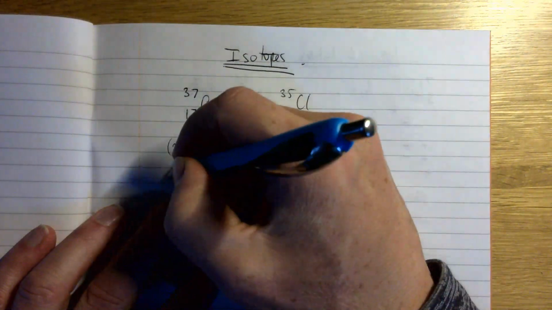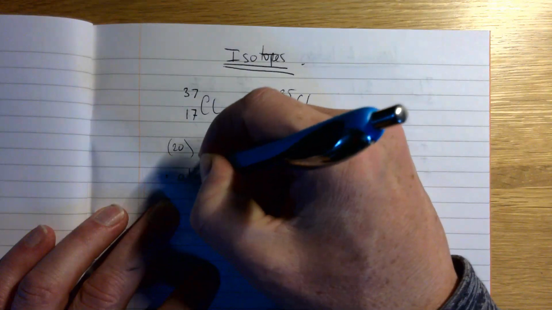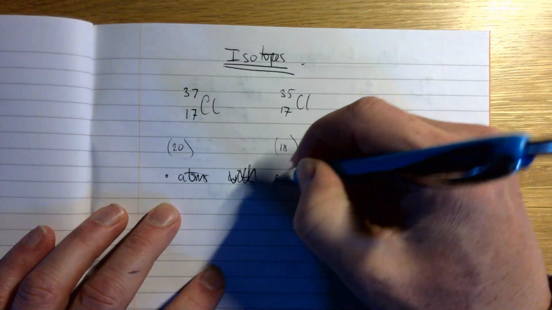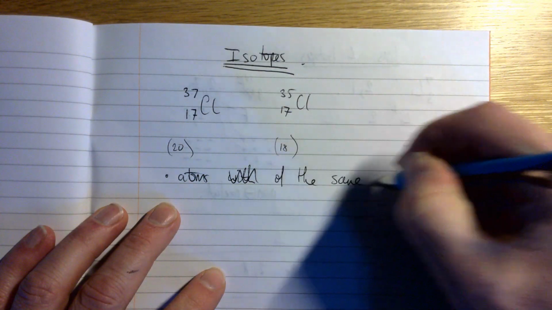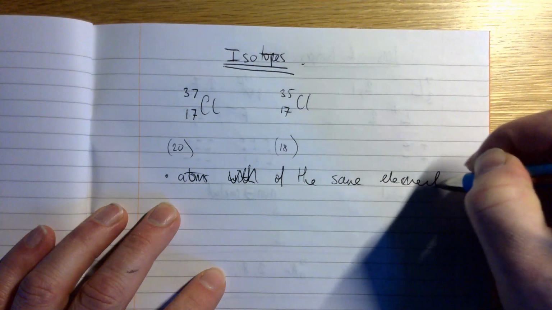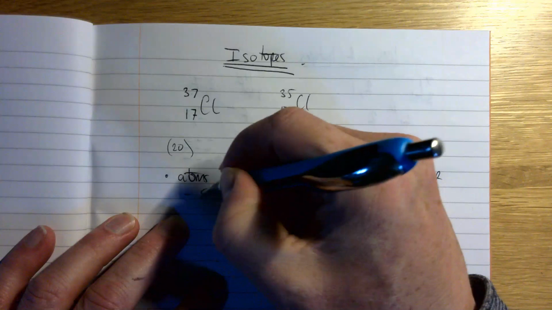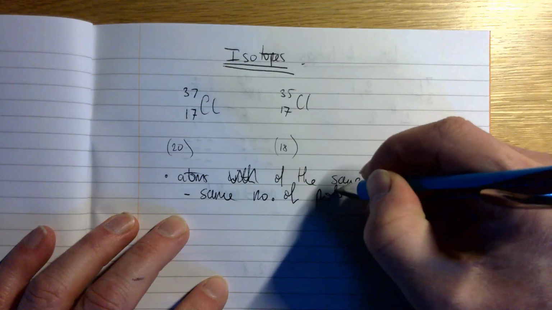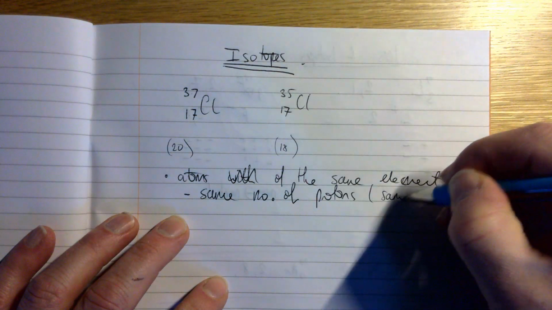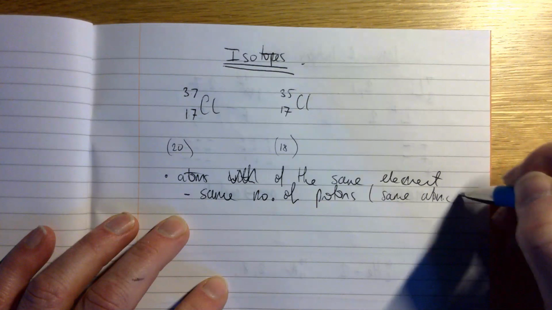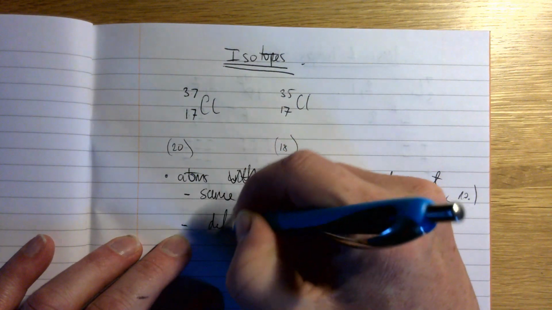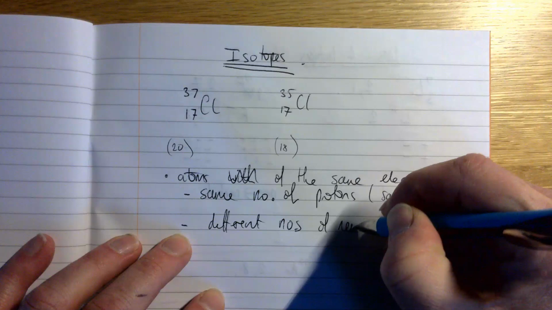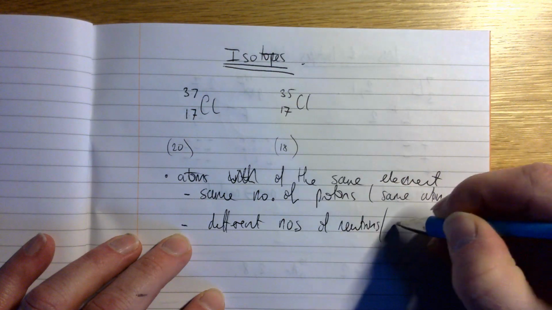So the definition would be: atoms of the same element, same number of protons, or you could say same atomic number if you like, and different numbers of neutrons, or you could simply say different mass numbers.